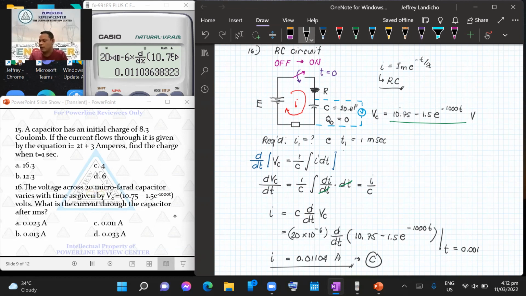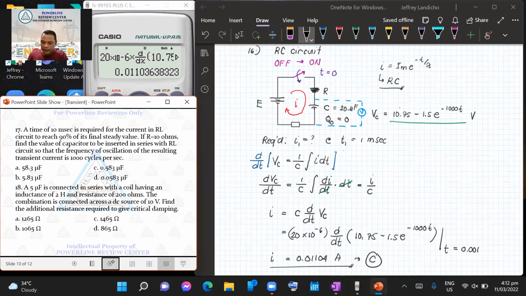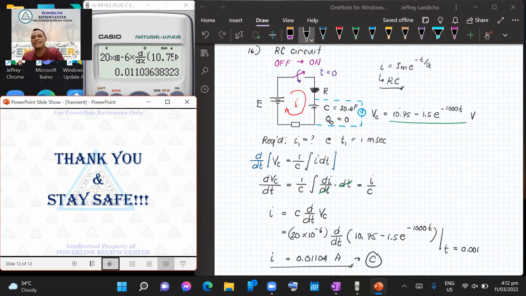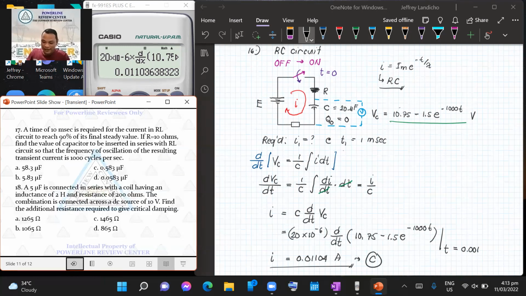So the remaining problems are for you. You are the ones to solve the 4 remaining problems. The idea is that you will not stray far from our simple network analysis, KVL, KCL, but take note to get the equation of the current. Remember the behavior of our inductor and capacitor. Then, it is just a differential equation. It is really a DE.